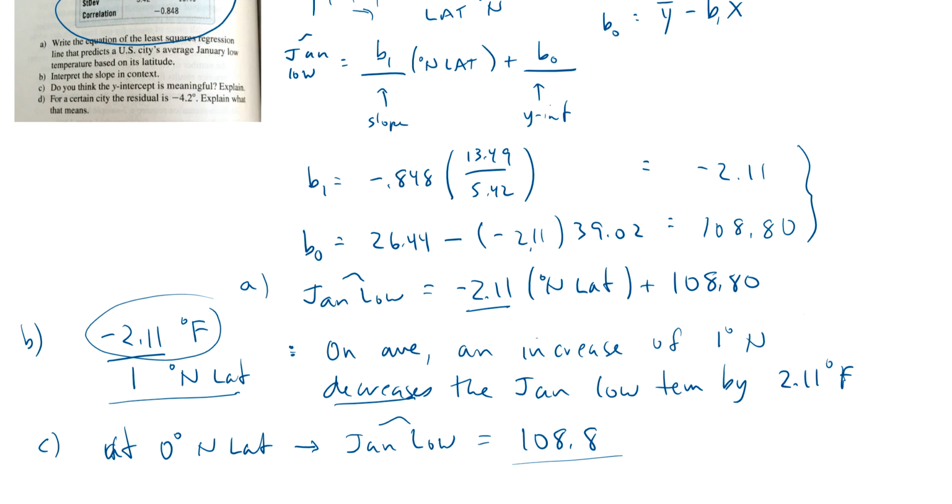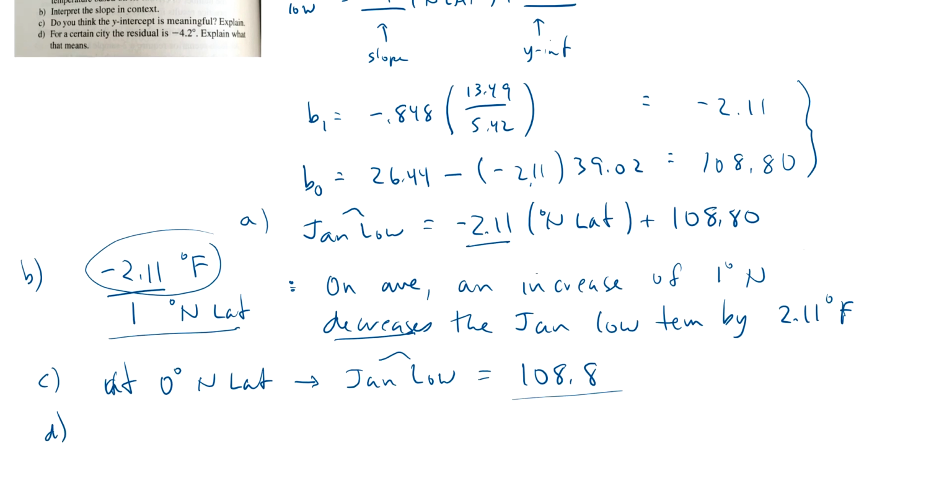In D, for a certain city, the residual is negative 4.2. Remember, the residual is y observed minus y predicted. And it tells me that the residual is negative 4.2 degrees. So what does that mean? That means that for that city, the predicted value must be greater than the observed value for it to be a negative number, right?